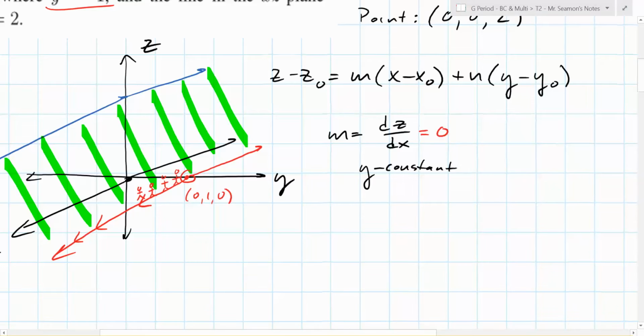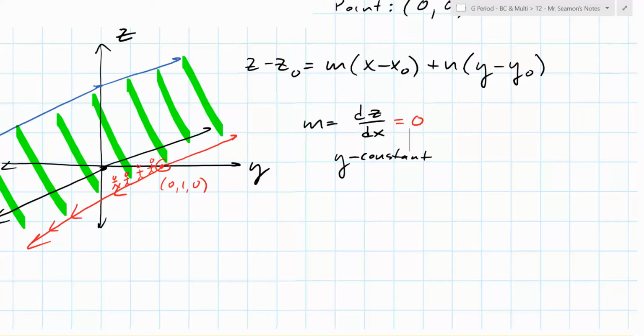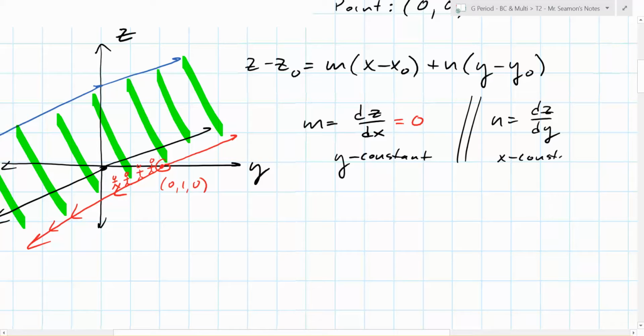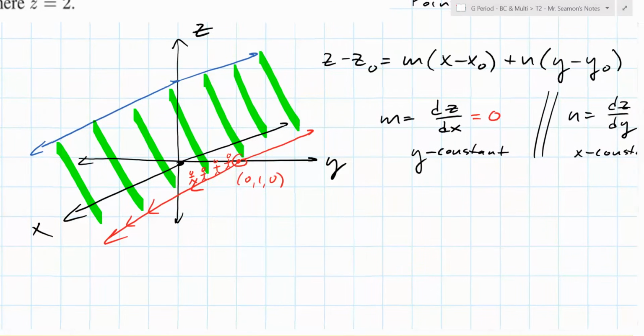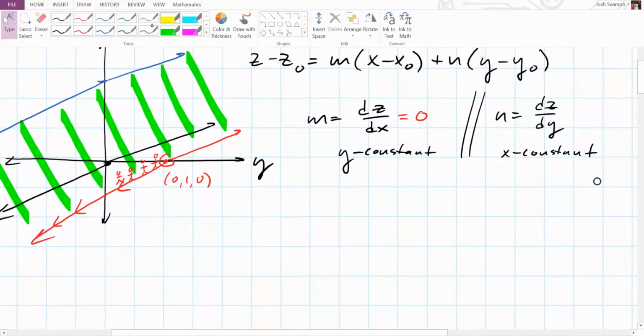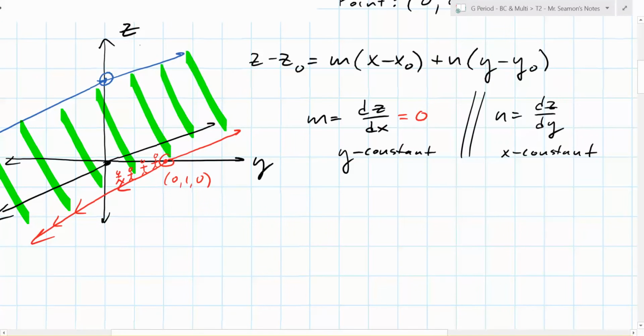Nice. It does not change. So then what is n equal to? n is dz dy, and that's when what is constant? x. x is constant. Nice. So what point do you want to start at and keep x constant? You can literally pick any point you want on here. What's an easy point to start with? 0, 0, 2. I love 0, 0, 2. Excellent. Let's start with 0, 0, 2 right here.